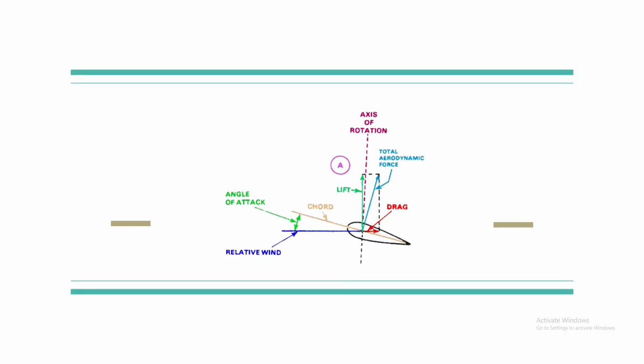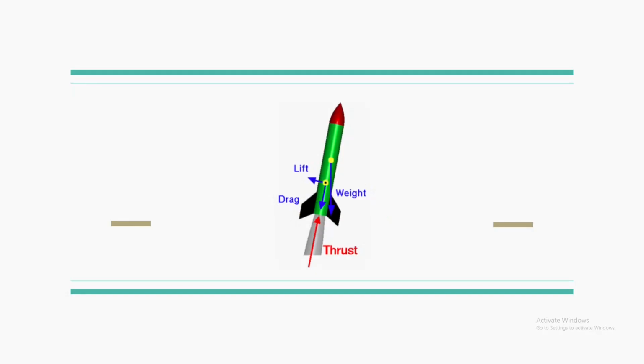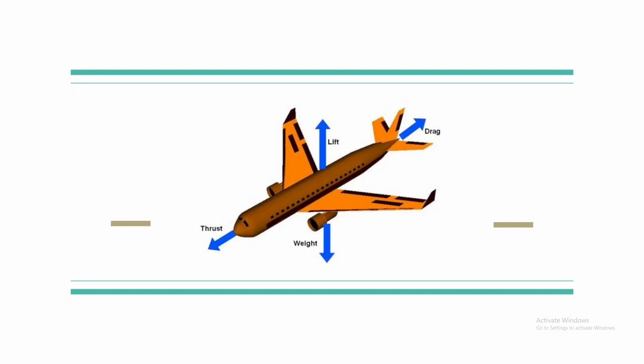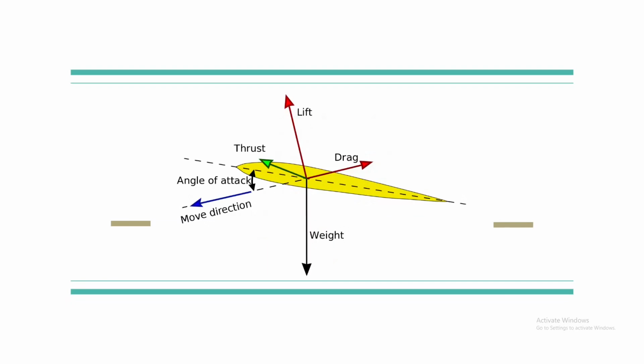The short answer is that there are four fundamental forces of flight that have to be carefully maintained in order to achieve controlled flight. These include the weight and the lift, which counteract each other, and the thrust and the drag, which counteract each other.